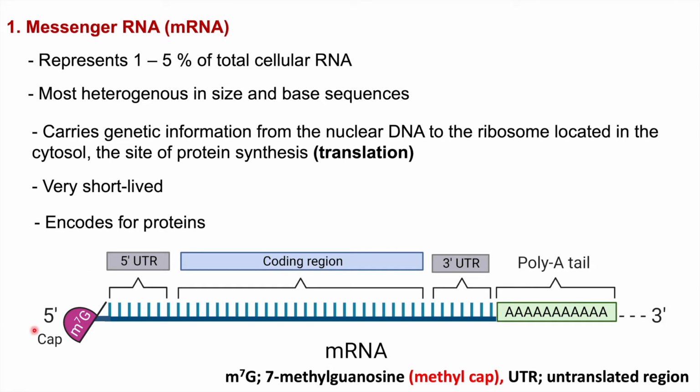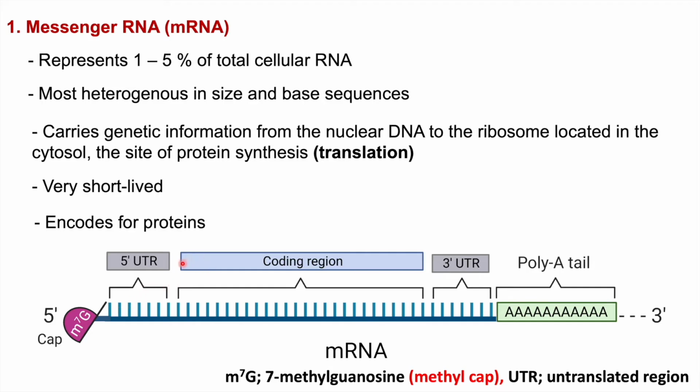So on the 5' terminal end, we have a methyl cap, and this is a coding region. In this middle part of the mRNA, which is in blue, this is called a coding region. It's called coding region because it encodes for protein synthesis. So this is a very important region.